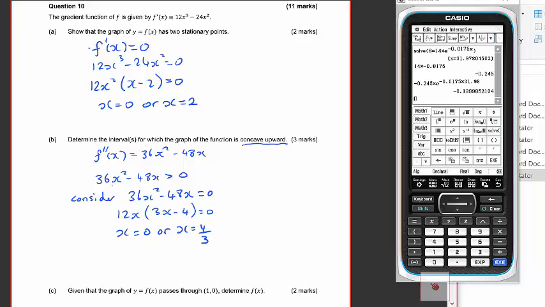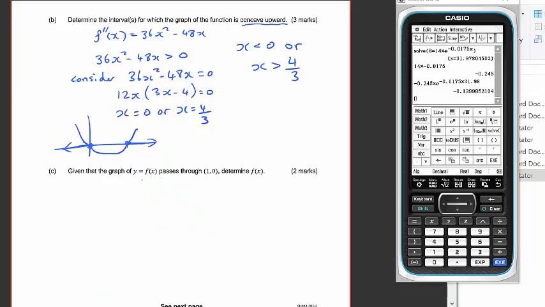Now, let's just consider 36x squared minus 48x. We know it's 0 at 0 and 4/3. We also know that it's this shape because the coefficient of x squared is positive. So greater than 0 means out this way or back this way. So what we can say is that x is less than 0, or x is more than 4/3.